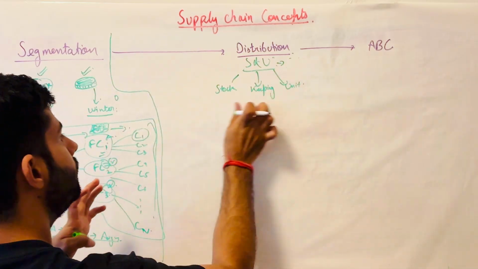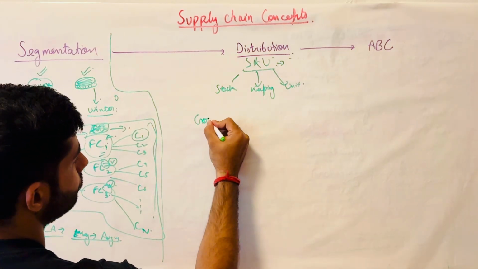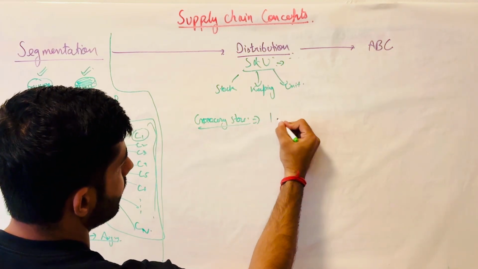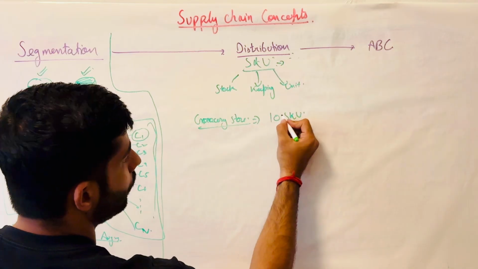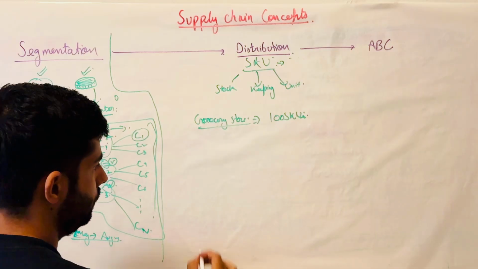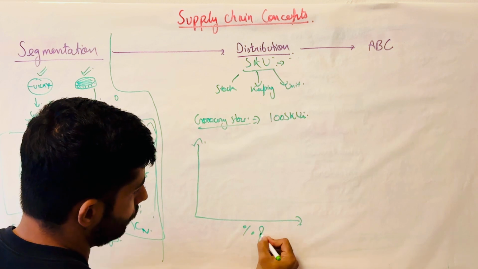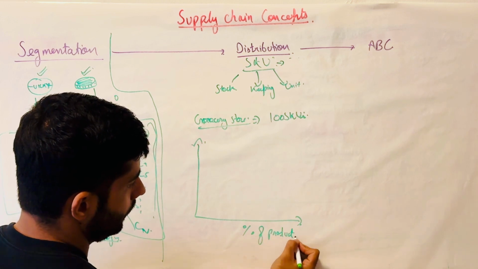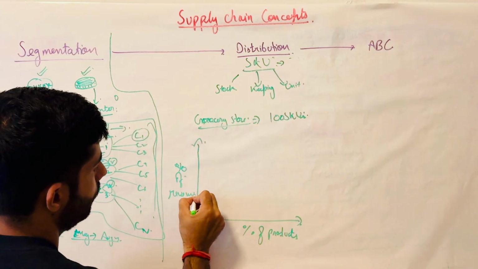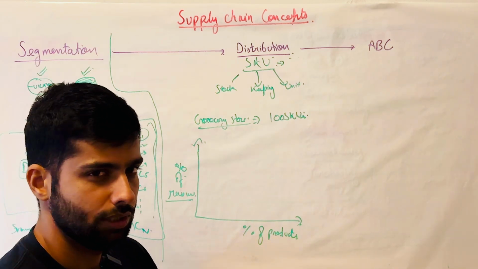Now I want to explain the distribution part with an example. Let's say there's a grocery store. Let's say it has, just to get a good number, 100 SKUs. Now, if I were to make a graph right here, which is percentage of products and percentage of revenue, there are actually four kinds, but we generally deal with three kinds of distribution.